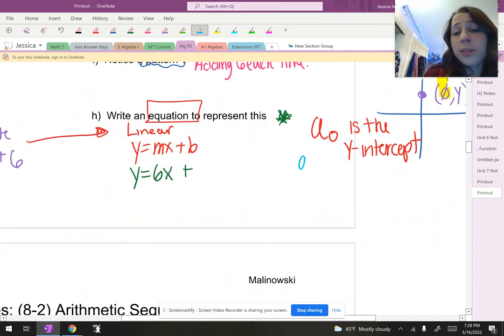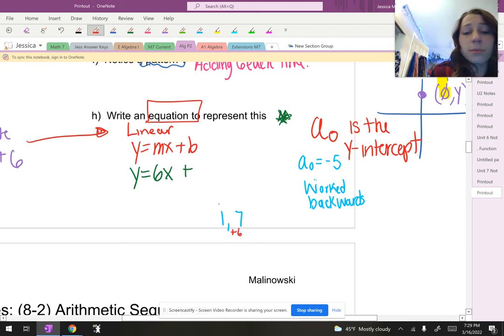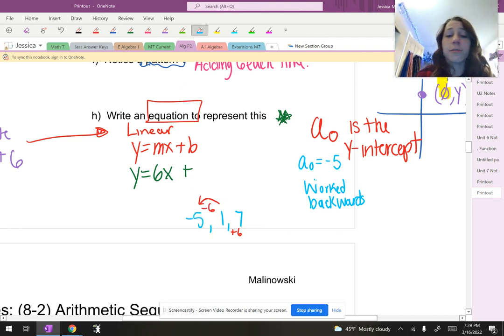So a sub 0 is equal to that negative 5. And what did we do? We worked backwards. I'm just going to reiterate that. We had 1, comma 7. So we added 6, but then we went backwards and subtracted 6 to get that negative 5.